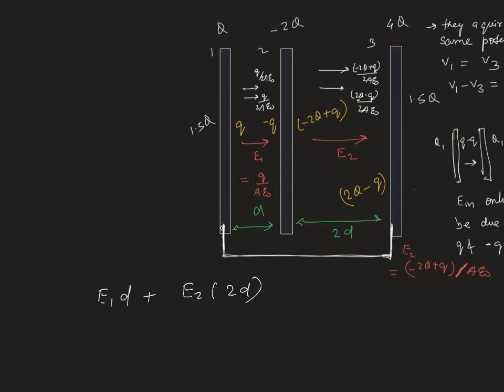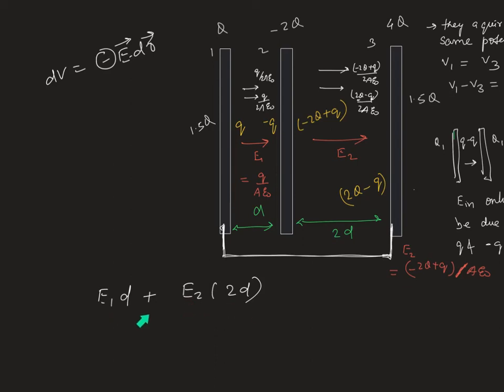What I am doing here is simply using the formula dV equals minus E dot dr. You remember the formula? And I am ignoring the minus sign, because I just want the potential differences. So the potential difference at the first jump between 1 and 2 is E1 into D, and the potential difference at the second jump between 2 and 3 is E2 into 2D.